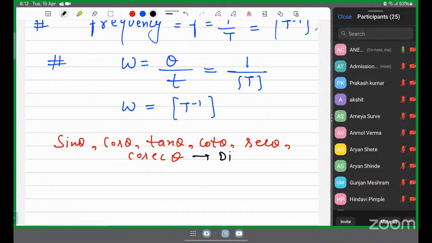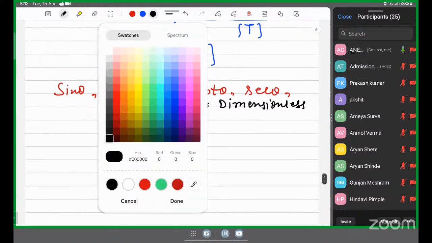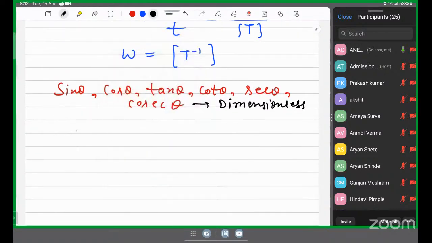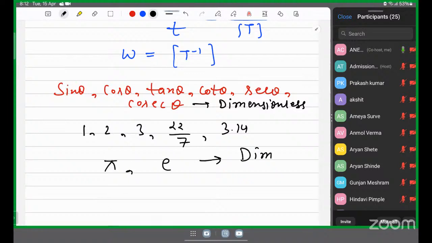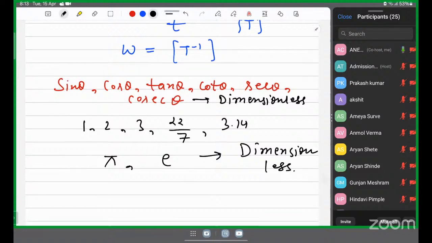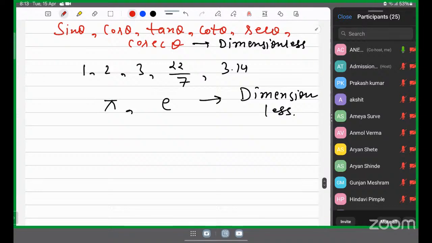all of these are dimensionless. Constant values like numbers 1, 2, 3, 22 by 7, 3.14, pi, e, these are also dimensionless. Understood or any doubt?